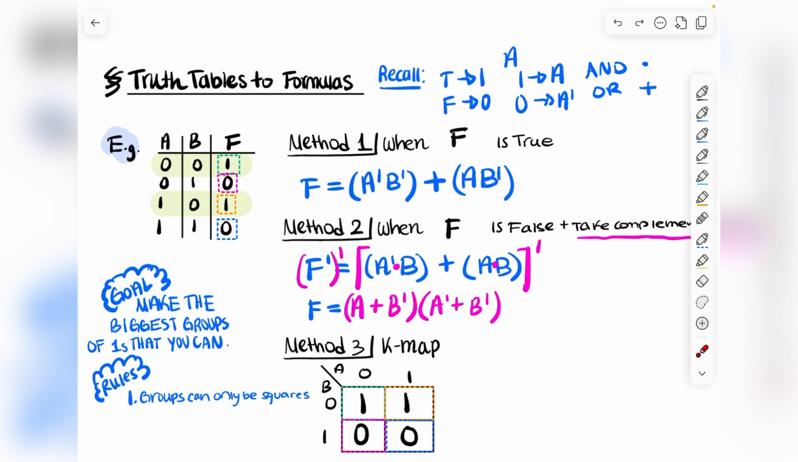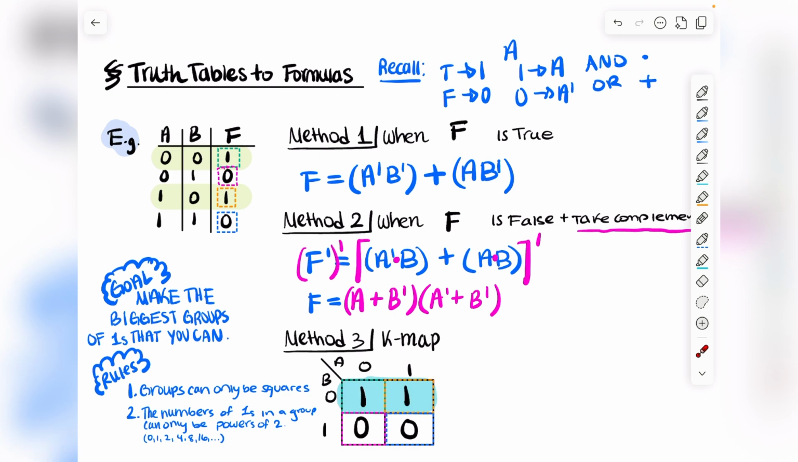The second rule is that the number of ones in your groups can only be powers of 2. So you can have 0 ones in a group, 1 one in a group, you can have 2 ones in a group, 4, and so on. In this case, I can make a group of these 2 ones, and what you want to make sure is that your groups have something in common. So you ask yourself, what does this group here have in common? They don't have the column in common, but they do have the row in common.